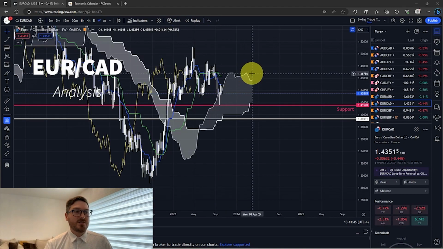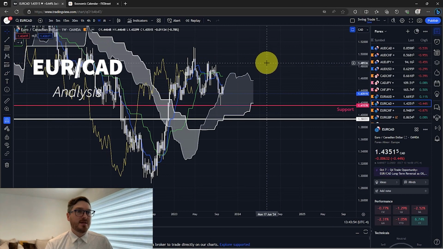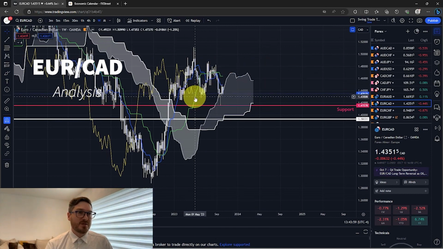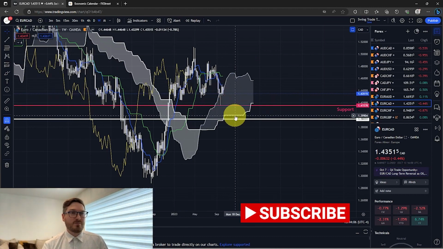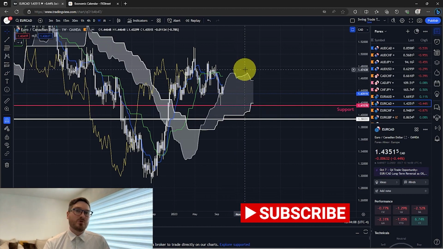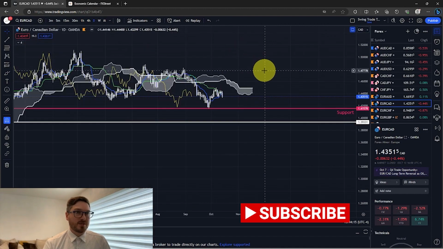Okay, guys, this is EuroCAD on the weekly, and this is also a ranging market. Price has entered into the cloud. It just closed below Senkou Span A. We had the death cross here, and we have Chikou Span below the candles. So the next Sanyaku Gyakuten signal we will need is to have price break below the Senkou Span B, and that will confirm the possibility of a new trend in the bearish direction. But until then, guys, this is just a ranging market.